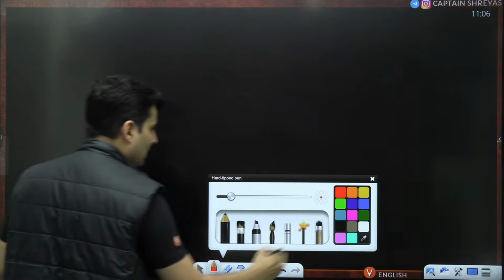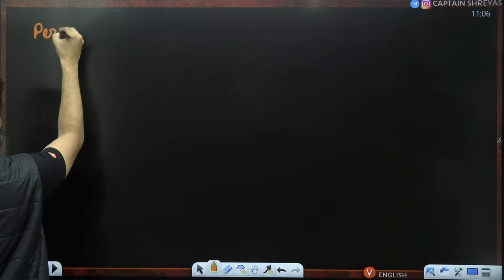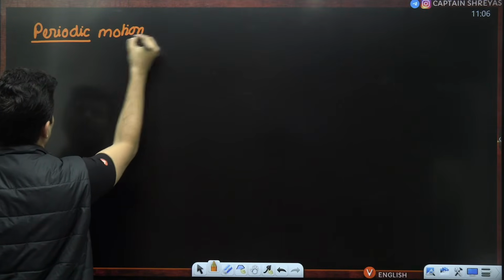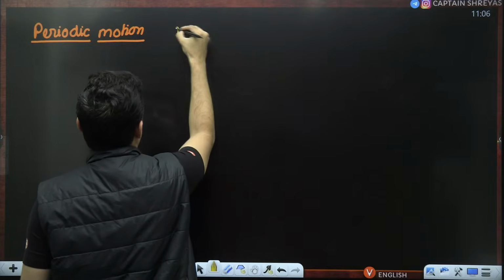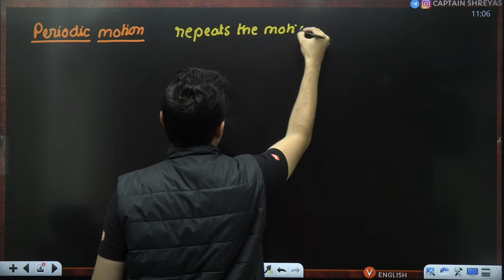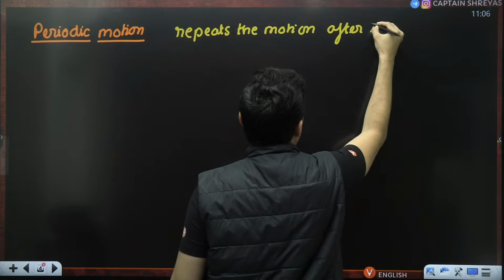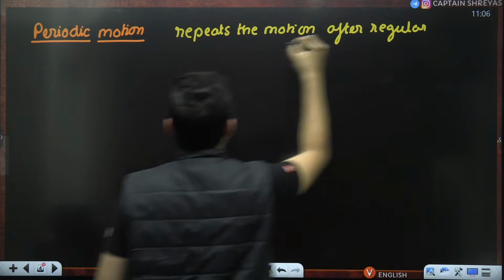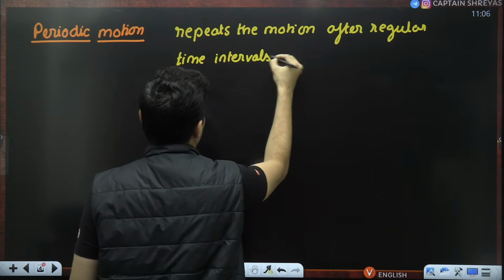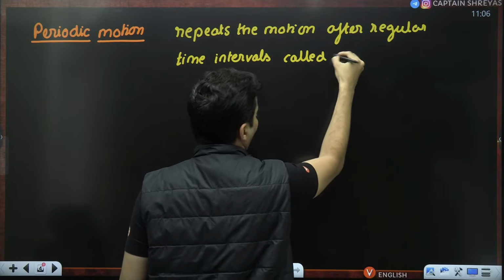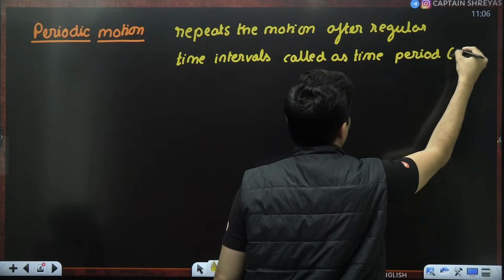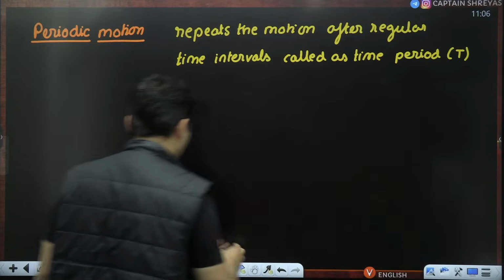Yes, so what is the meaning of a periodic motion? A periodic motion is where it repeats the motion after regular time intervals, called the time period, capital T.